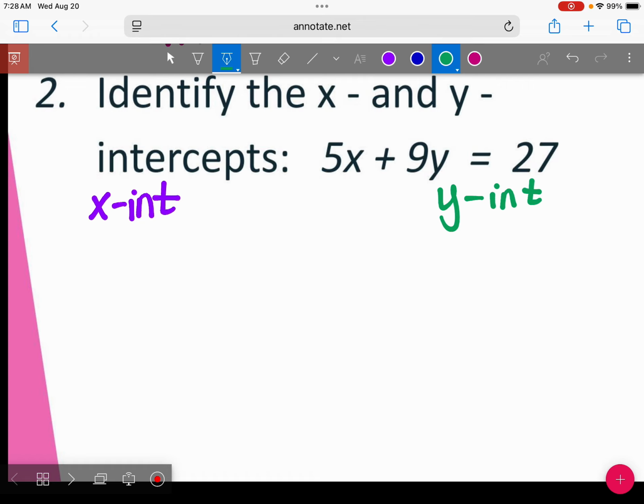How can I find those? Because we know something about each of these points. What makes it an x-intercept? What do we know about an x-intercept? Y is 0. Y must be 0. So if I know that y is 0 when I'm trying to find my x-intercept, that means I know this guy's 0.